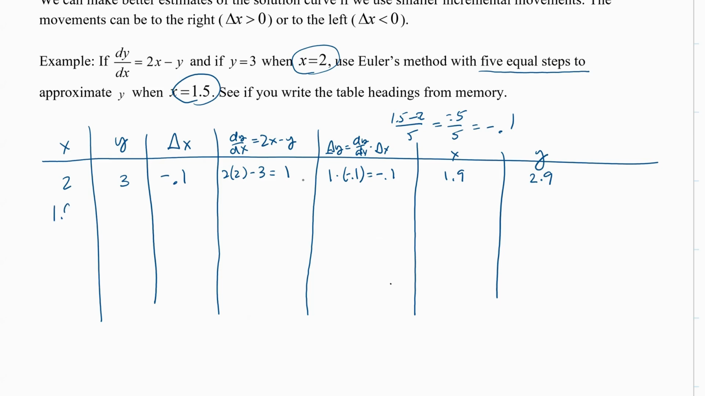And then we start the process over again. So 1.9, 2.9, still with the negative 0.1. I've got 2 times 1.9 minus 2.9. See, that's 3.8 minus 2.9. That looks to me like 0.9.